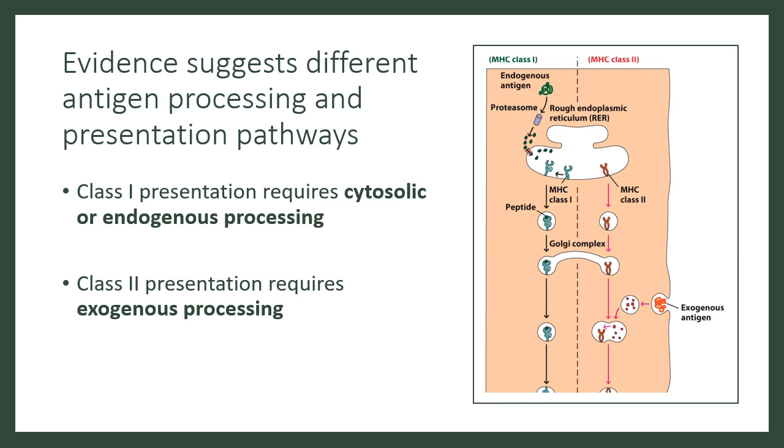MHC class 2 proteins come from outside the cell. So their pathway to incorporation is a little bit different. It doesn't happen in the rough endoplasmic reticulum. The protein MHC class 2 still gets made and it enters into the rough ER, but it doesn't get its antigen back here. It actually starts traveling through the Golgi system, heading toward the surface of the cell, and then later on in the pathway is when it gets its antigen.